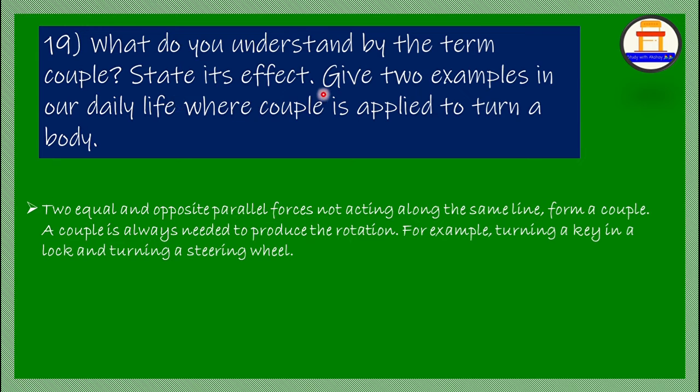State its effect. A couple is always needed to produce rotation. For example, turning a key in a lock and turning a steering wheel. So this part is the effect: it is used to produce rotation in a body, and the examples are turning a key in a lock and turning a steering wheel. Here we get another 2 marks, so totally this is a 3 marked question. Let's move ahead further.